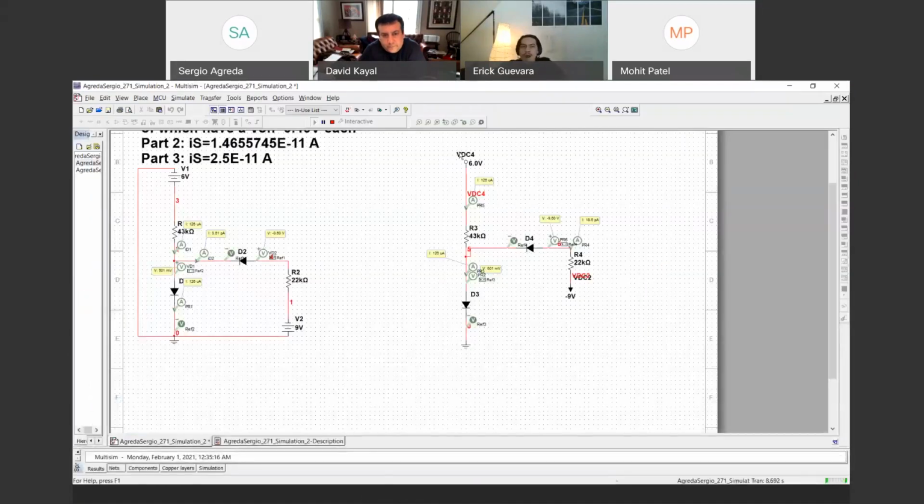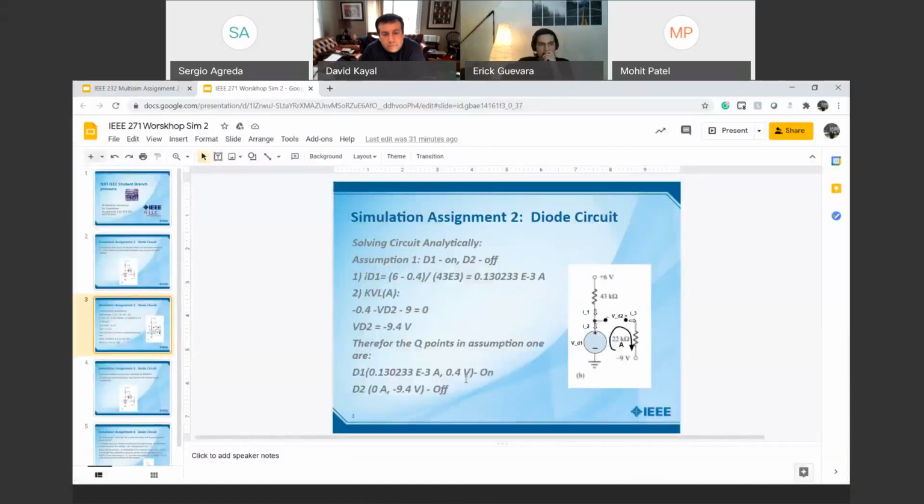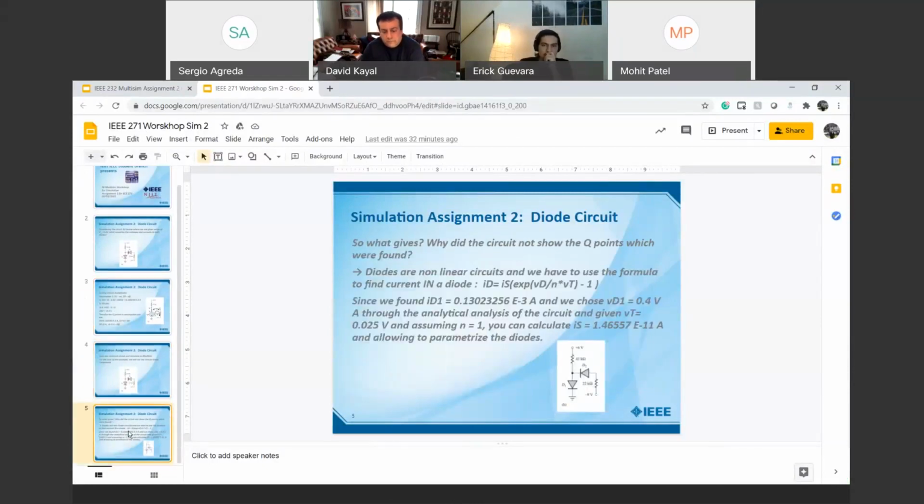We're getting a different current. Same thing with the voltage drop across this diode. Not the same thing. It's negative 9.6. This is supposed to be negative 9.4. So let's move on. And so what is the issue with this? Diodes are not linear circuits, and we have to use a formula to find the current that's going through the diode. You guys might not have seen it yet, or might have just peeked at it in the lecture notes. This is how it's set.